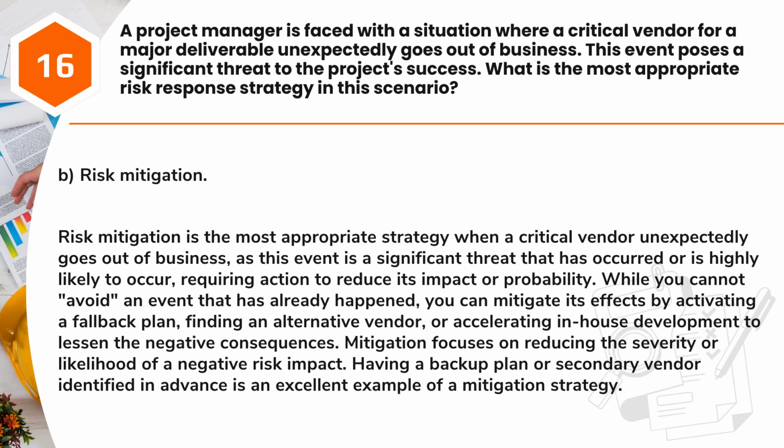Answer: B. Risk mitigation. Risk mitigation is the most appropriate strategy when a critical vendor unexpectedly goes out of business, as this event is a significant threat that has occurred or is highly likely to occur, requiring action to reduce its impact or probability. While you cannot avoid an event that has already happened, you can mitigate its effects by activating a fallback plan, finding an alternative vendor, or accelerating in-house development to lessen the negative consequences.